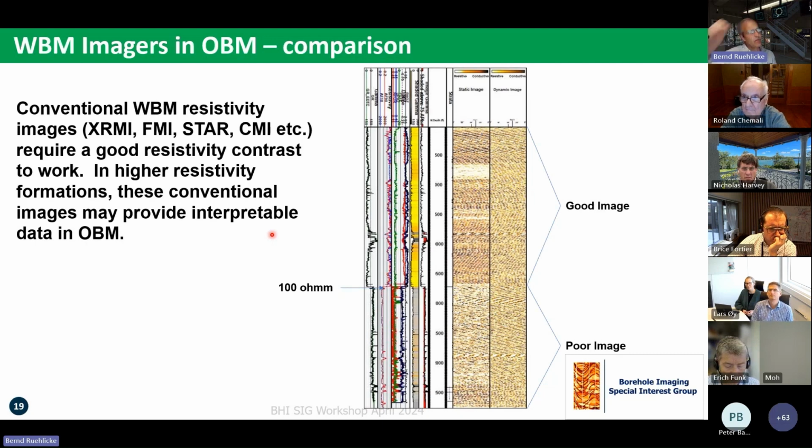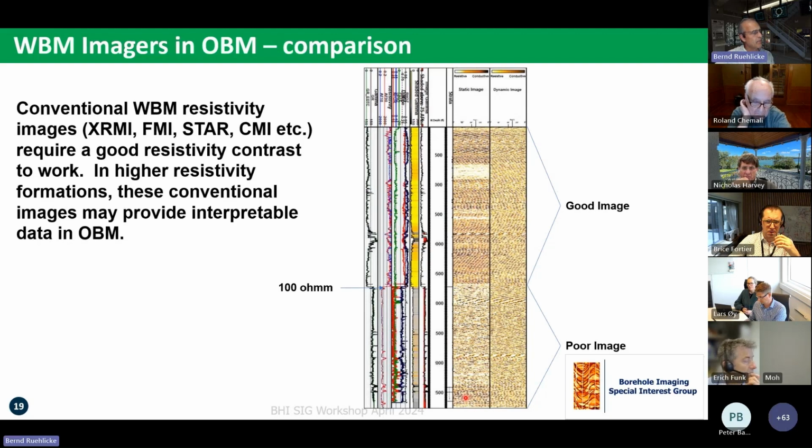And this is an example where it shows the linkage between a higher resistivity rock, which is seen on this little red curve here, a high resistivity in the upper part, and a lower resistive rock in the lower part. And the image turned out to become very good in the high resistive rock and very poor in the lower one, as expected, because the tool is not designed for this kind of environment.